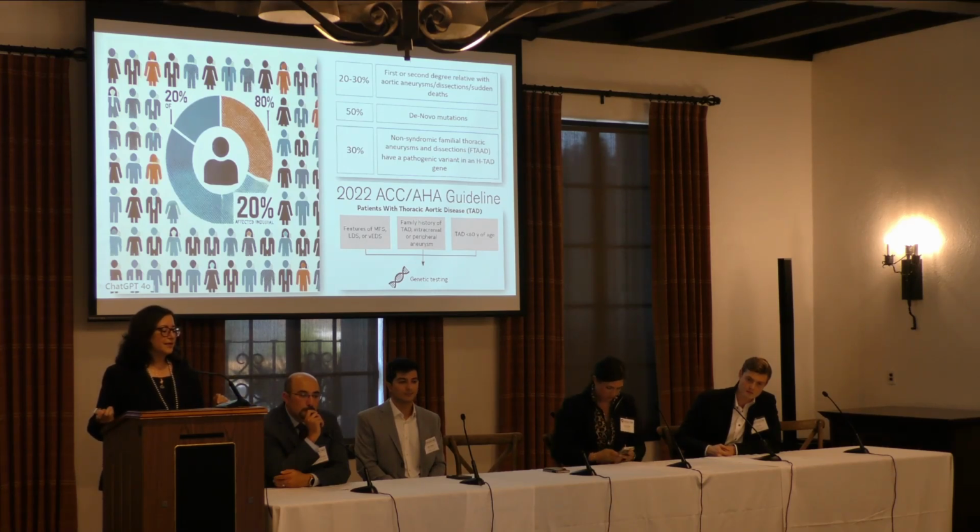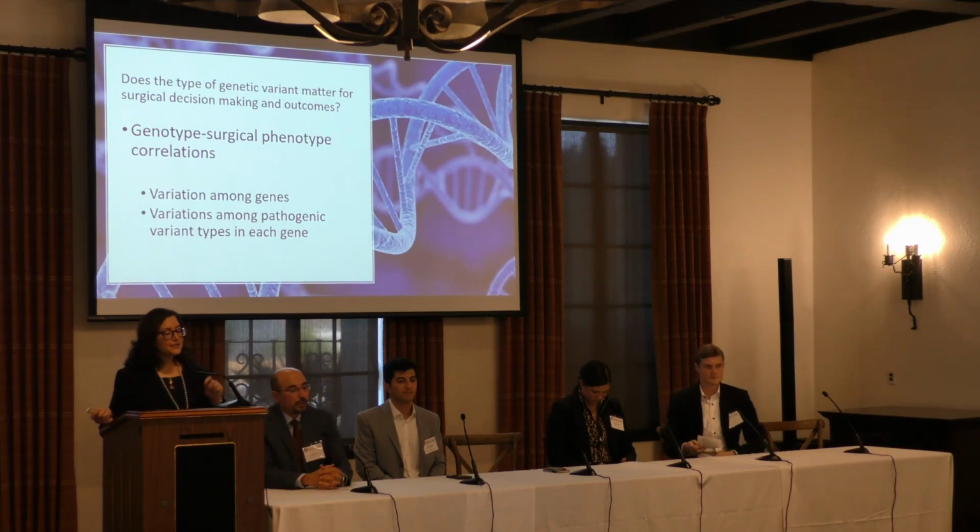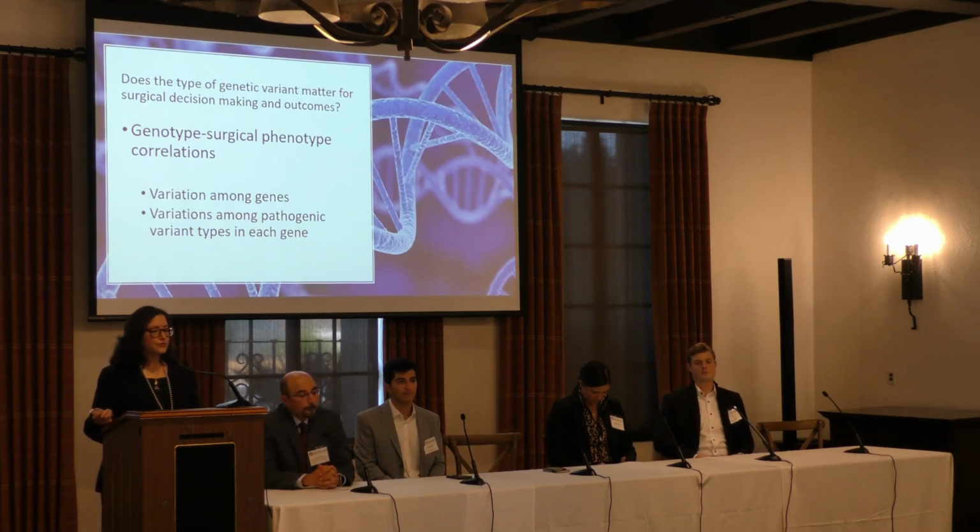And then the other thing to update people on is that the ACC/AHA guidelines do recommend genetic testing for people with aortic disease if they present younger than 60. So younger than 60 is considered young, and therefore they qualify for genetic testing, and certainly if they have features. So then here's the question, does the type of genetic variant matter for surgical decision making?